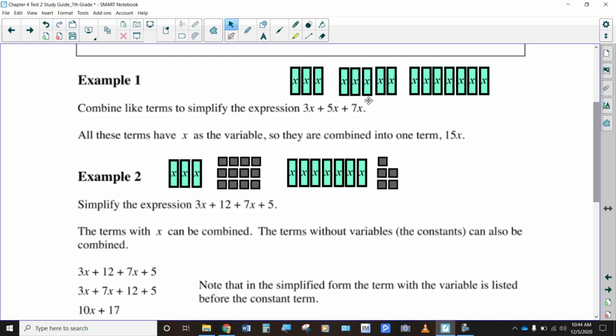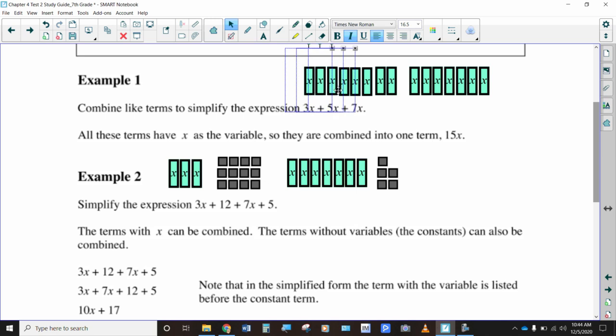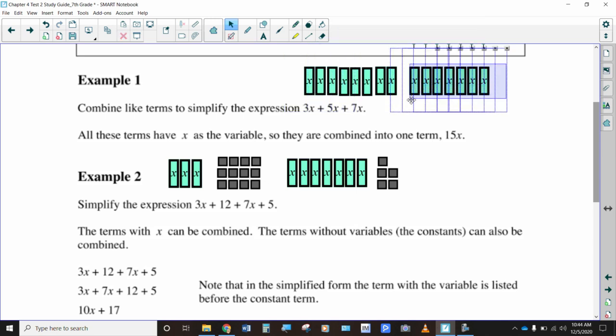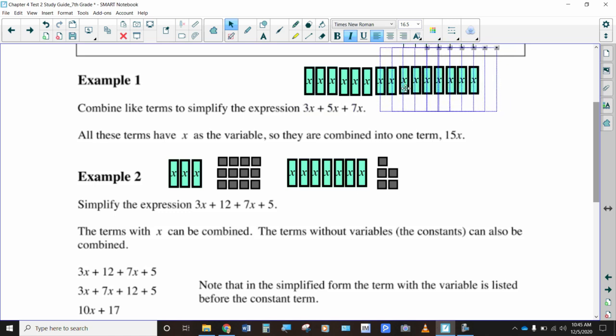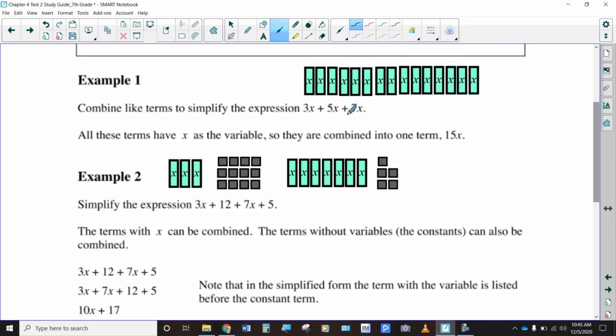So you can write this as a spread out expression, or you can put them all together. You're adding the 3 x's and the 5 x's to make a pile of 8 x's here, and then you slide these 7 x's over with the 8 x's to give you a grand total of 15 x's. 1, 2, 3, 4, 5, 6, 7, 8, 9, 10, 11, 12, 13, 14, 15.